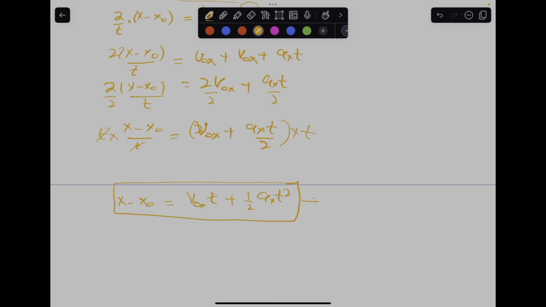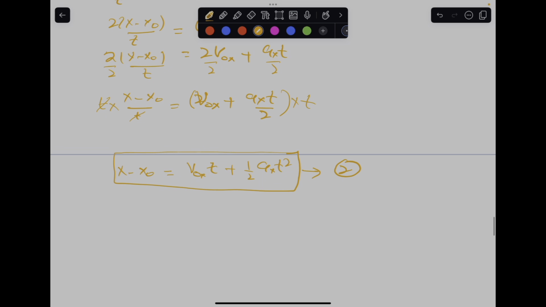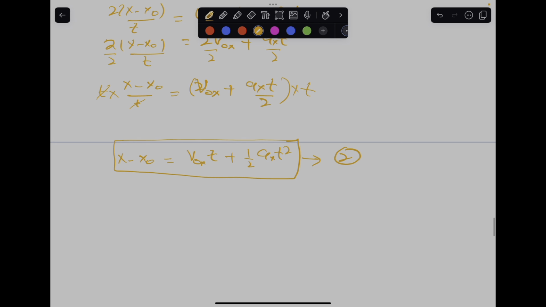So this is our second equation of motion. Now we're going to eliminate t in this equation, so we will get the third equation of motion. If we see our first equation, Vx is V naught of x plus axt. So t is Vx minus V naught of x over a. We substitute this value of t in equation number 2.